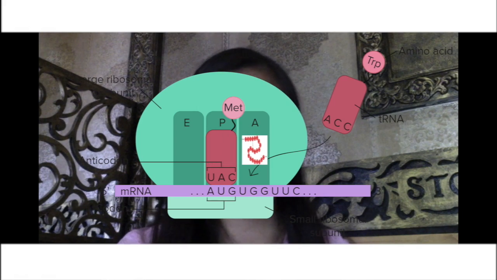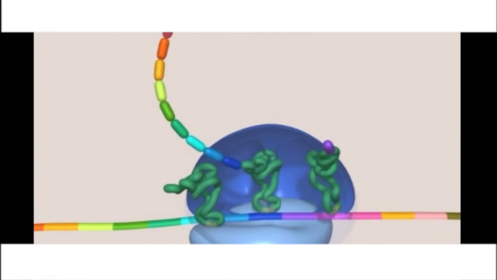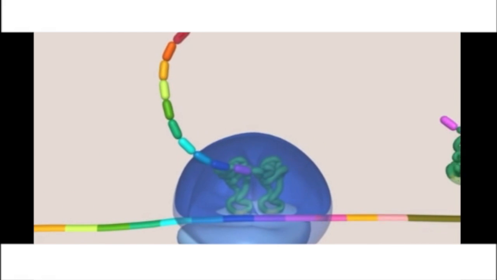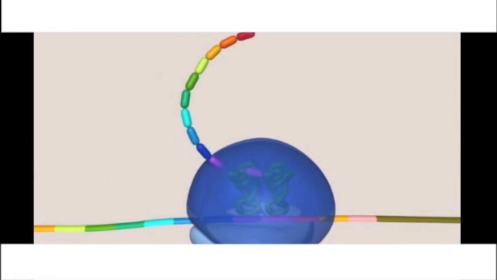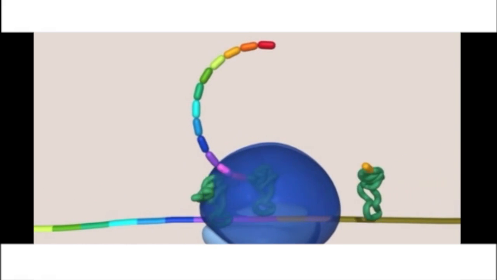During translation, there's a step called translocation. This is when the growing polypeptide on the P site is moved to the A site. As elongation continues, new tRNA enters the A site, and the ribosome moves along the mRNA, so a chain of protein is formed. When the stop codon is encountered in the A site, a release factor enters, and translation is terminated. This process is called termination.